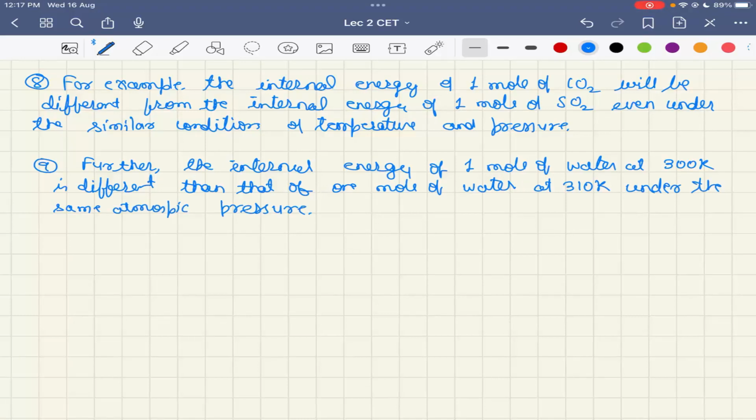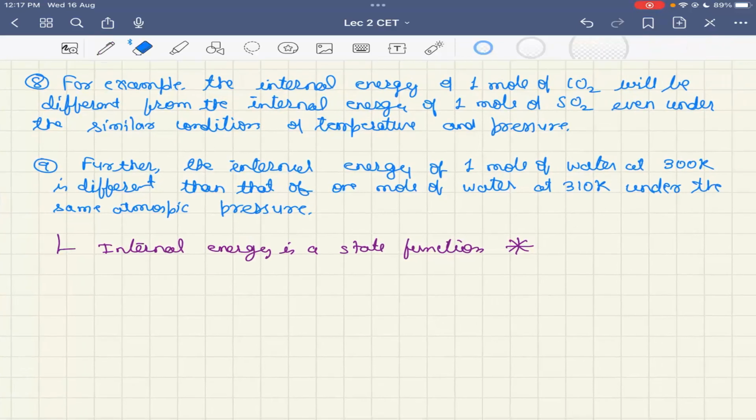Right? And we also note that internal energy is a state function. Right? So we will be studying more in detail about why internal energy is called a state function in our next class. So with this we will stop today's class.